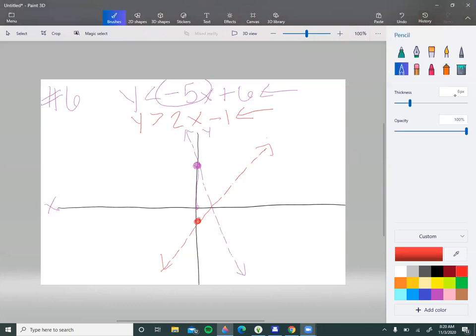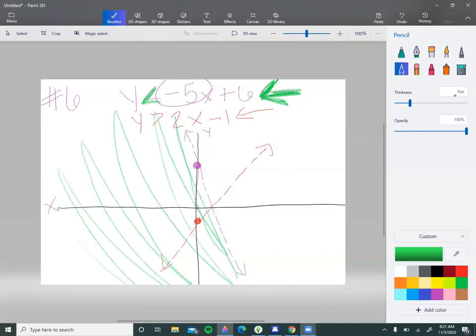So what do we do next? Next is time to shade. So if we look at the first equation, y is less than, so it's this purple line. So y, if it's less than this equation, then it has to be to the left. These are negative values. These are positive values. So that's why we have to go to the left.